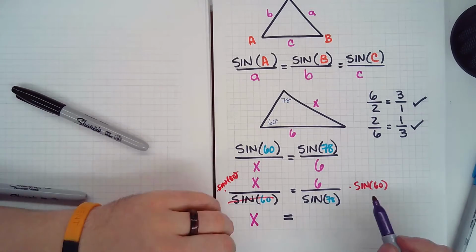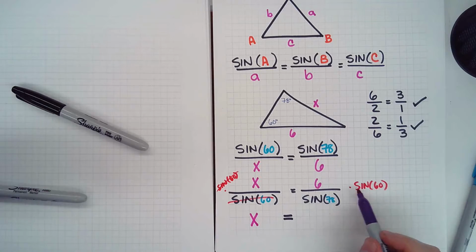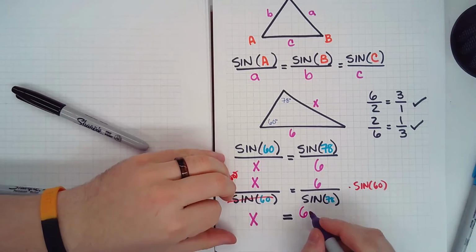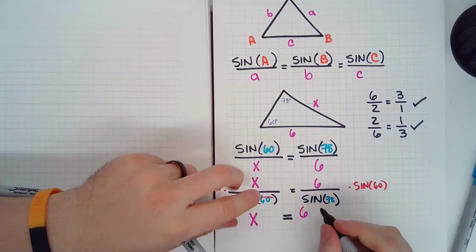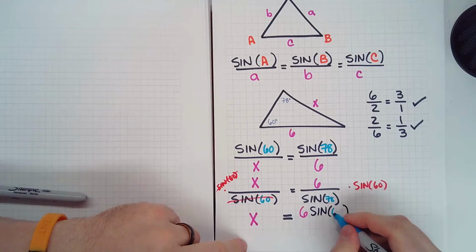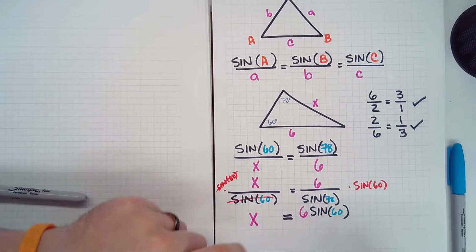All right, so now we have 6 over the sine of 78 times the sine of 60. Well, these are both multiplication, so I'm going to put those together. We've got 6, and then I'll stick with our black theme here, sine of 60, and that's going to be over the sine of 78.